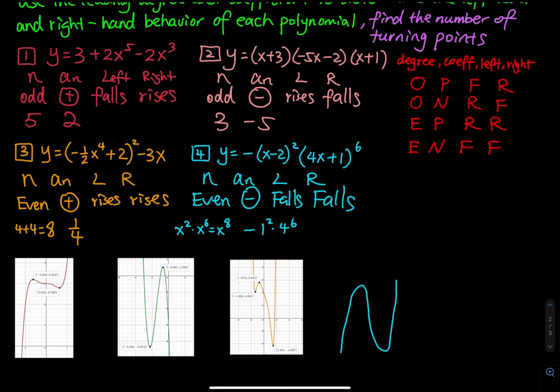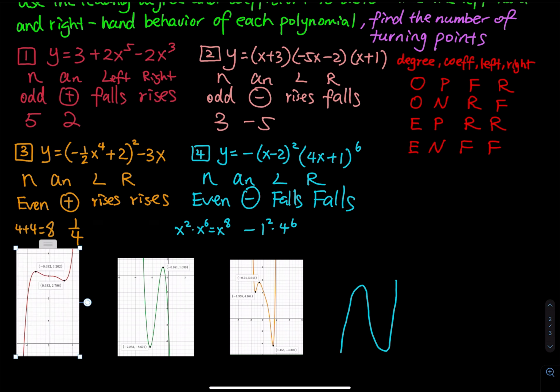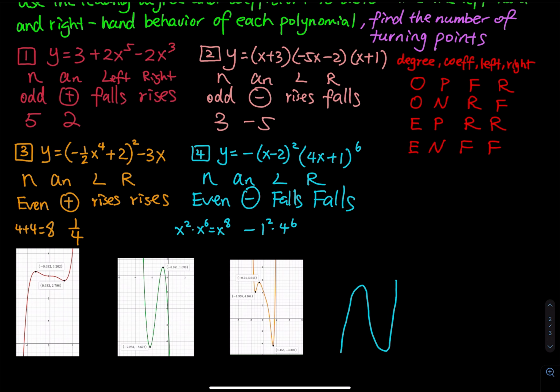Let's take a look at the first graph. So the first graph corresponds to the first function. What do we have? We have falls to the left and rises to the right. So falls to the left, rises to the right. That is correct. And then the next graph, this corresponds to number 2. So number 2, we have rises to the left and falls to the right. That is correct as well.